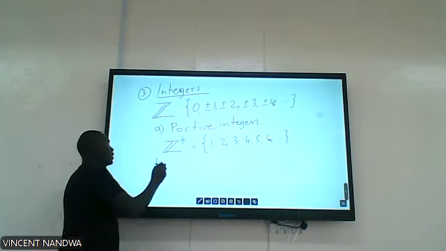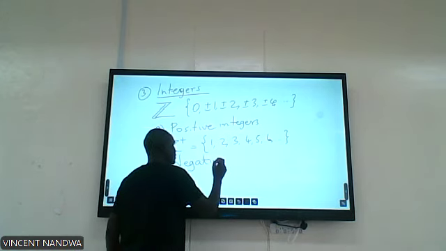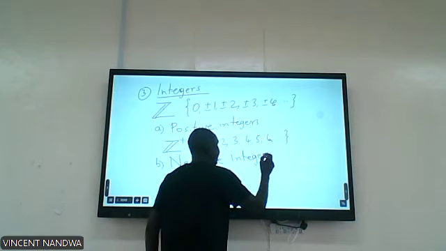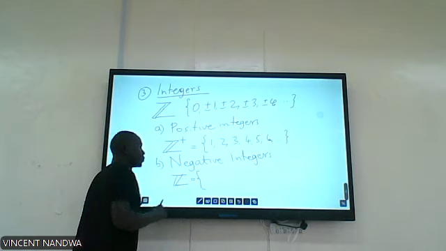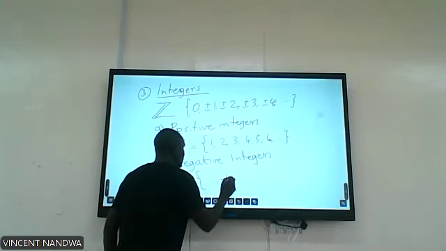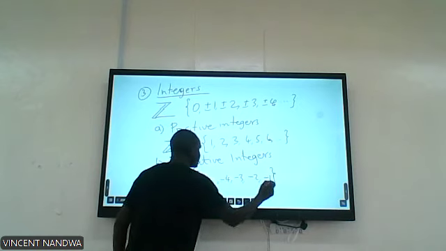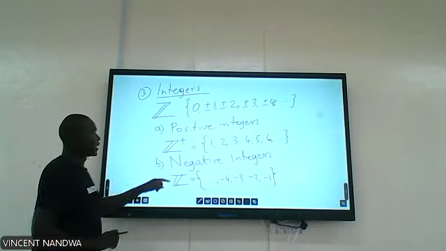And then what we call negative integers. So negative integers, we put a negative on top of Z. So this is negative 4, negative 3, negative 2, negative 1. Those are what we call positive and negative integers.